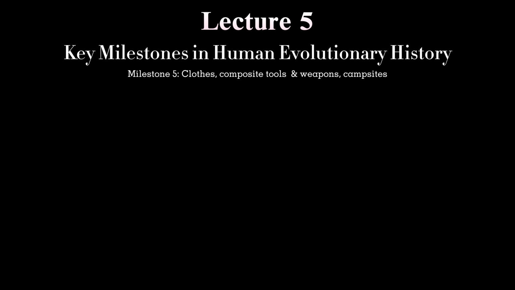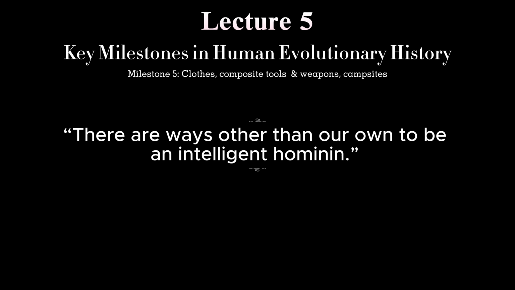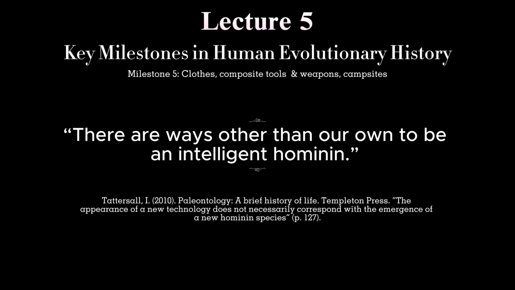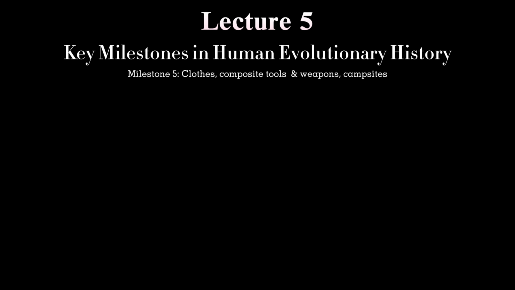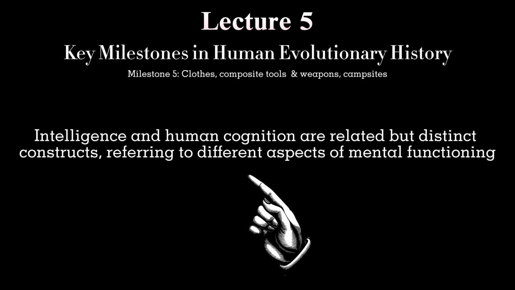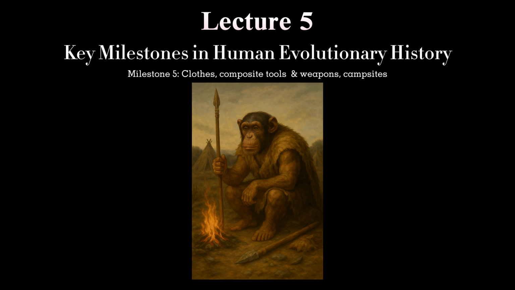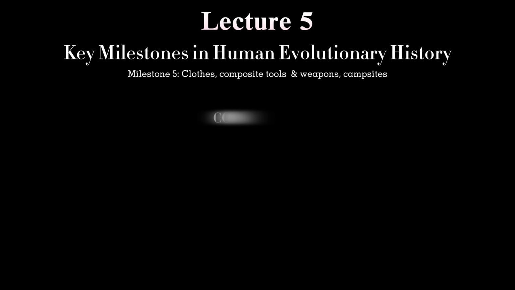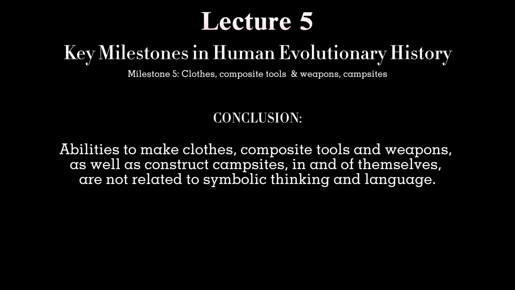As paleoanthropologist Ian Tattersall writes, there are ways other than our own to be an intelligent hominin. This insight underscores the distinction between intelligence and symbolic cognition and reinforces the point that even advanced tool use or social behavior does not imply the presence of language or symbolic thought. We are led to conclude that it is possible to carry out these complex activities without necessarily having developed language or modern human-like consciousness. Our conclusion is as follows. These abilities, in and of themselves, are not related to symbolic thinking and language.